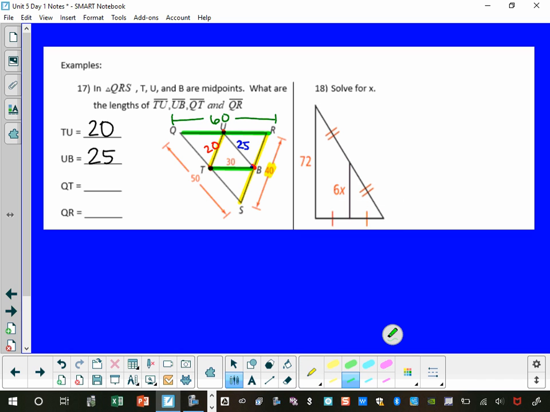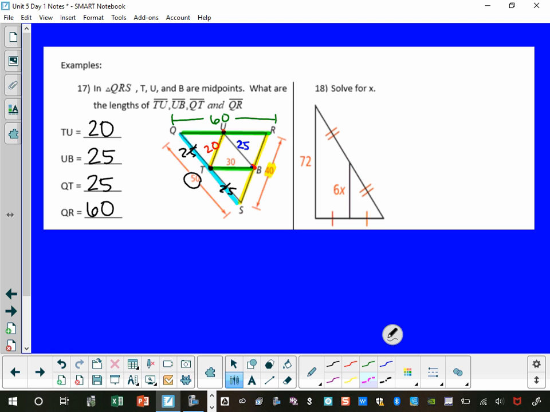Alright, let's look at QT for a second. I'm going to put this in blue. You guys see how, if it's a midpoint, each of these sides will be the same. Good. So if this whole thing is 50 and I want to split it in half, it's going to be what? This is 25 and this is 25. So QT is 25. It also matches UV. If we break this up, QT and UV are the same. So they're all going to be 25. And what about QR? That's what we just solved.